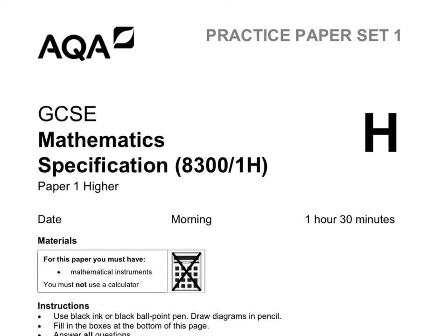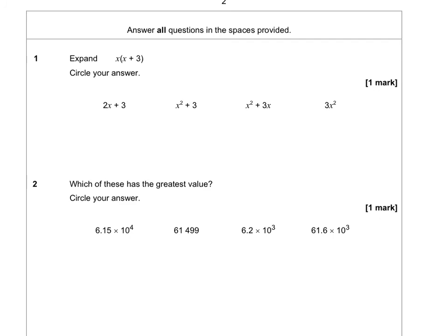Worked solutions to practice paper set 1, paper 1. Question 1, expand x bracket x plus 3. We should get x squared plus 3x.